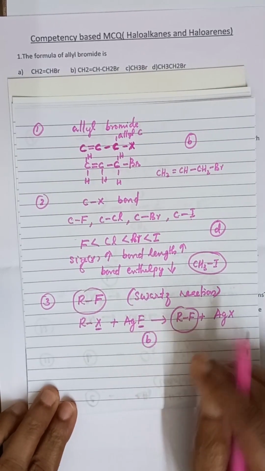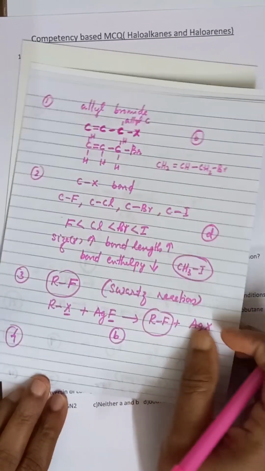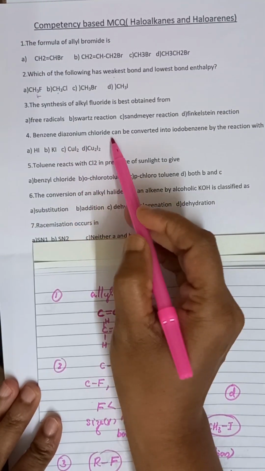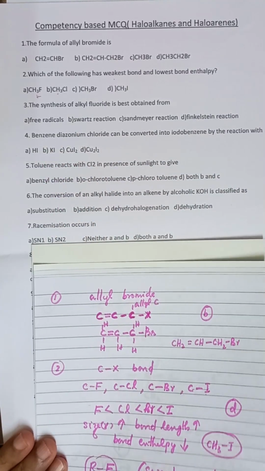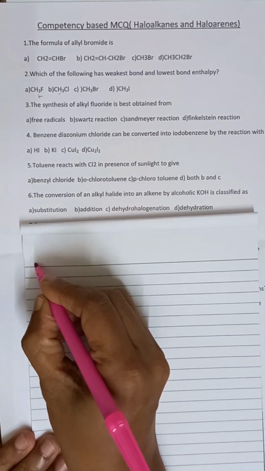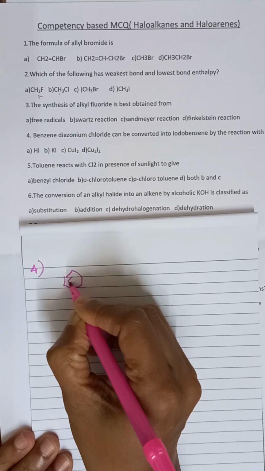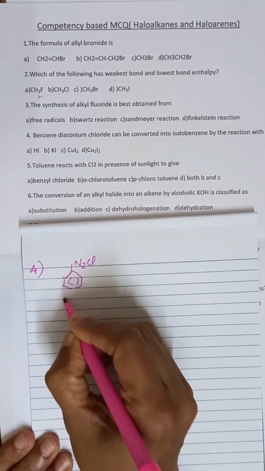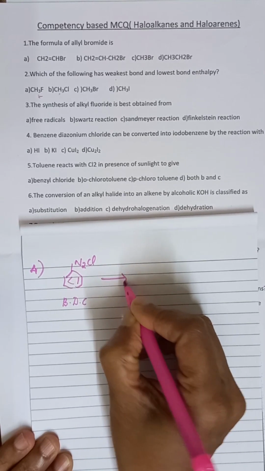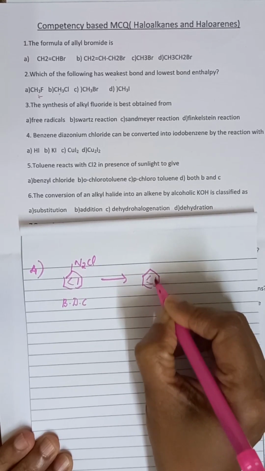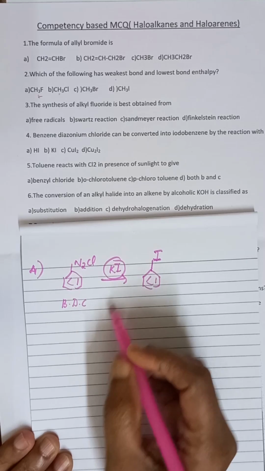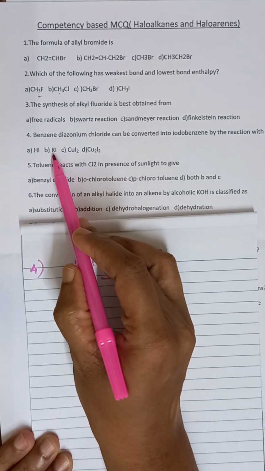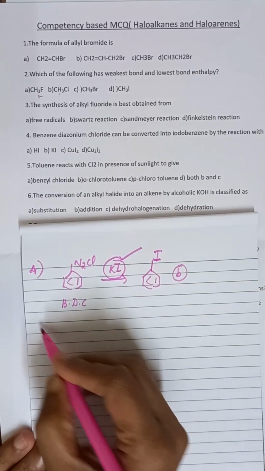So option B is the answer. Option B. Now let's see the fourth question. Benzene diazonium chloride can be converted into iodobenzene by the reaction with. So benzene diazonium chloride can be written like this, C6H5N2Cl, which is converted to iodobenzene. Here KI, the reagent KI can be used. So KI can be used. So in this case option B is the answer.